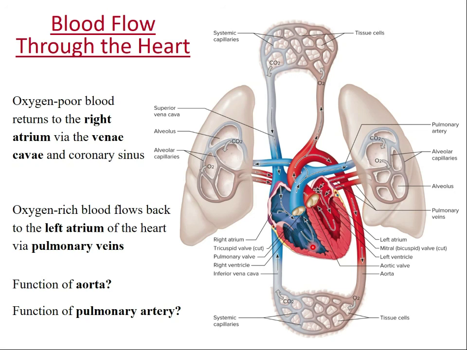From the right ventricle, it will now go through the pulmonary valve and into the pulmonary artery, which will now take it back into the lungs. So that completes the cycle.